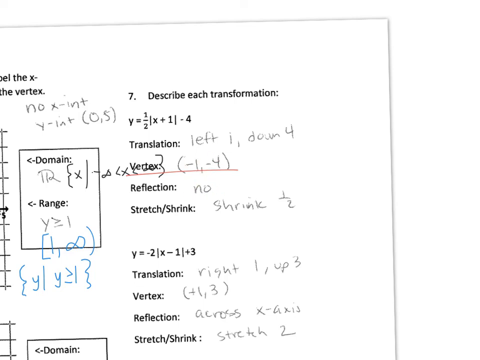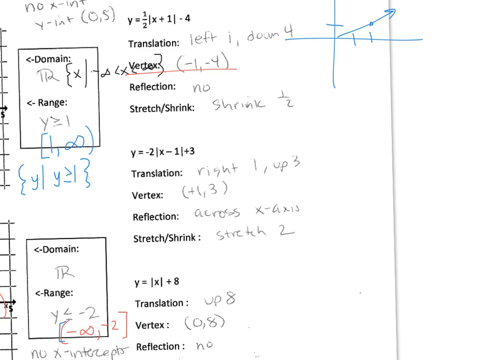We're not reflecting over the x-axis because this value in front of here is positive, but we are shrinking by a factor of 1/2. So that means for every 1 you go up, you go across 2. So it's wider. And then down here, we're translating right 1, up 3. So the vertex is 1, 3.